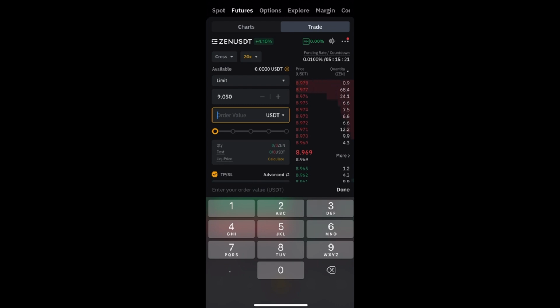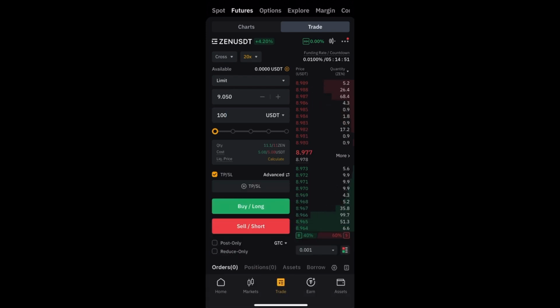To get this order value, you multiply the amount you are using to enter the trade by your leverage. Let's say you want to use $5 to enter this trade. You are risking $5 to enter this particular trade. Then 5 times 20 will give you 100. That's your order value, as you can see. If you go ahead and place this trade, it costs you about 5 USDT. That's $5.